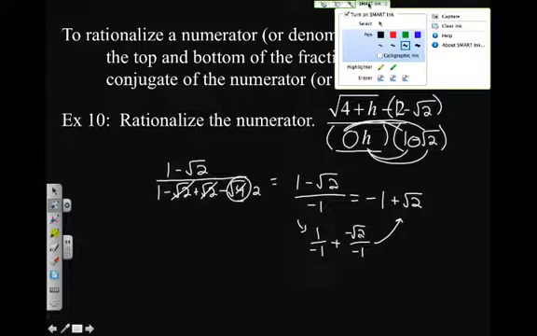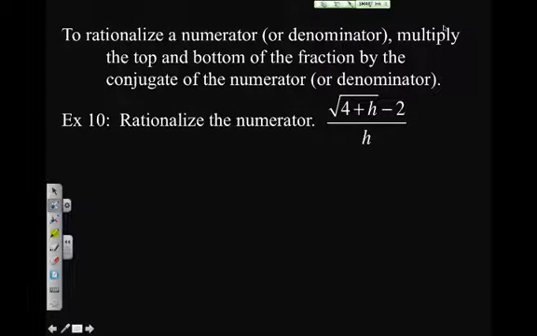And I think this is our last example, and I hope you guys have been relatively patient. If not, hopefully you broke it up into a couple sections. But again, same process. We want to rationalize the numerator this time. So we will multiply by the square root of 4 plus h, but instead of a negative, we're going to put in plus 2. We'll do that on the top and bottom.